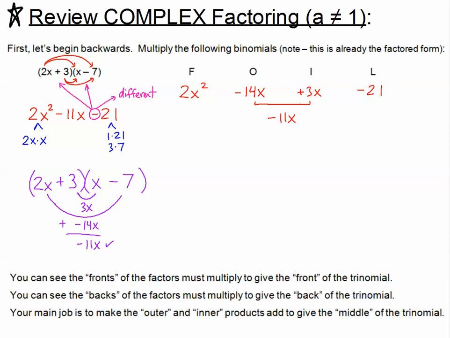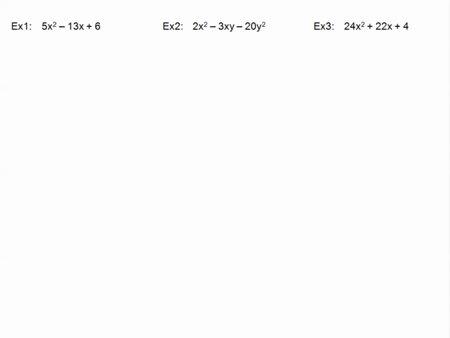So let's try that with some examples today. I've got 3 of them here for you. These are all complex trinomials because a is no longer a 1. It's a 5 here, it's a 2 here, it's a 24 here. Oh goodness. Let's start with example 1.